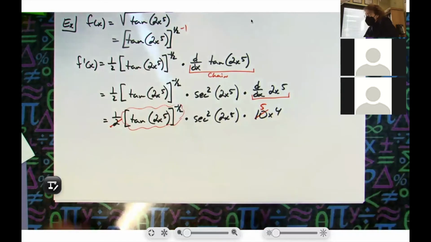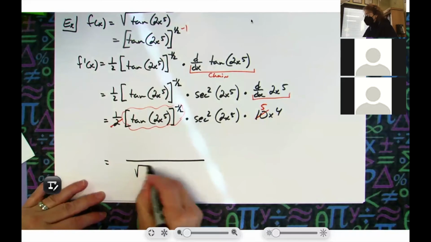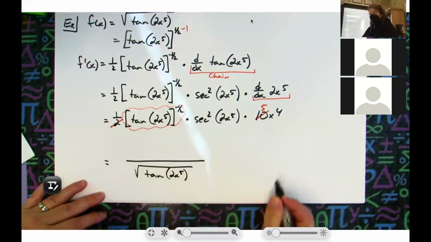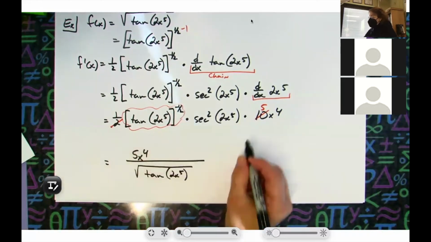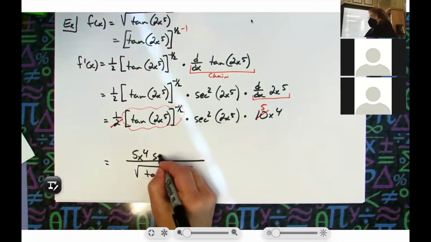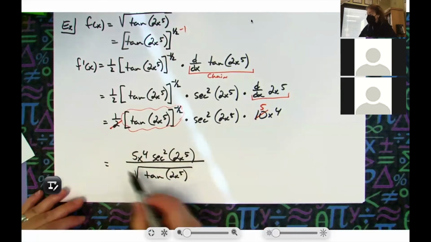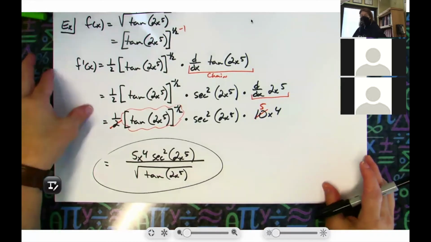All right, when I move it to the bottom, let's go ahead and rewrite it as a square root, right? So square root of tangent of 2x to the 5th. In my numerator then, I've got the 5x to the 4th. Let's pull that out in front. And then the secant squared 2x to the 5th. Okay, not too bad. They're doable. Just multiple chains, that's all.